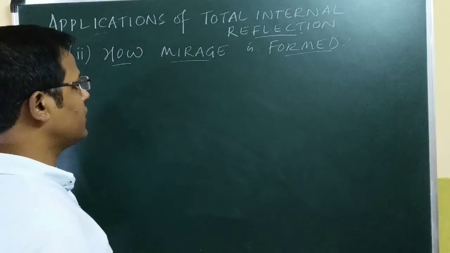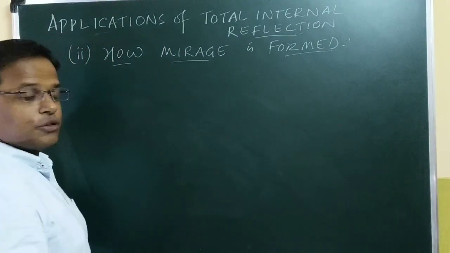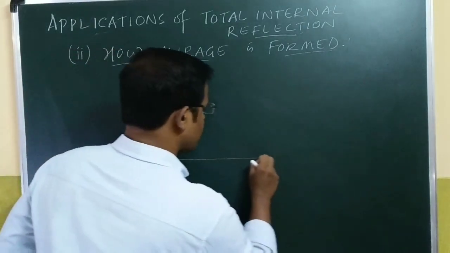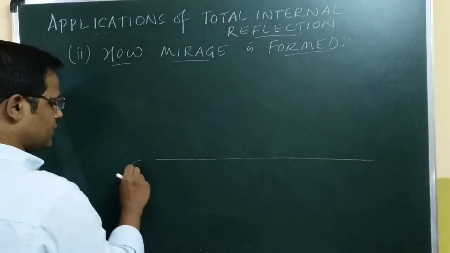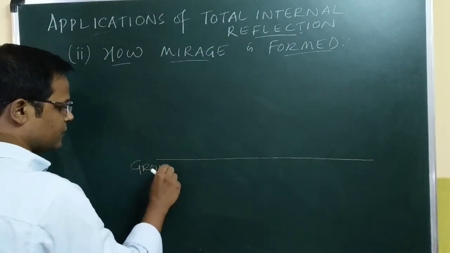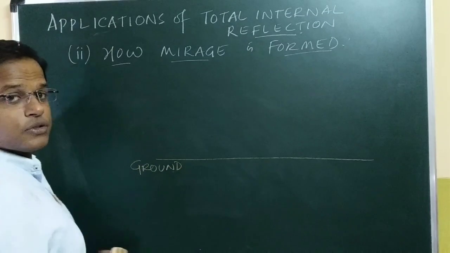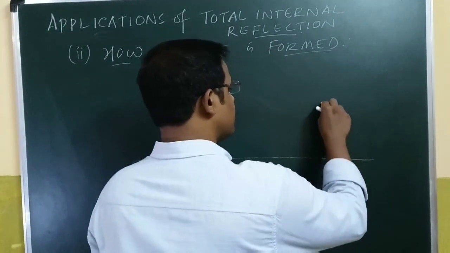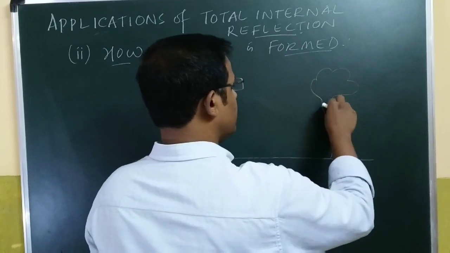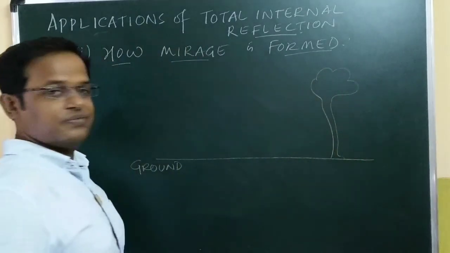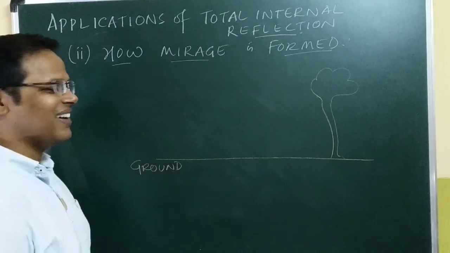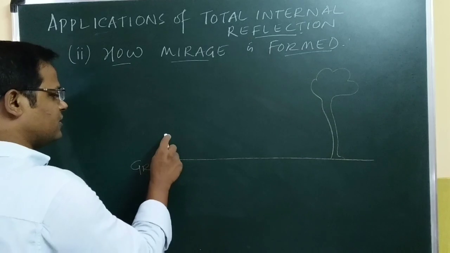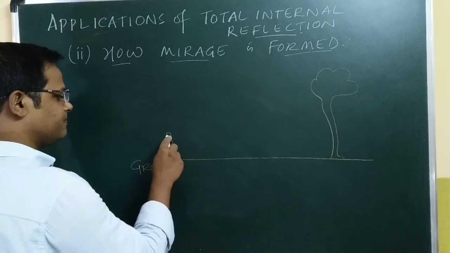Okay, so let me try to draw a picture. Suppose this is the ground, that is the earth, this is the ground level. Somewhere around, suppose you have a tall tree. Not a beautiful one, but it serves the purpose. And somewhere around here we are standing.